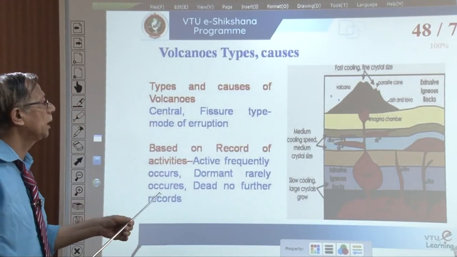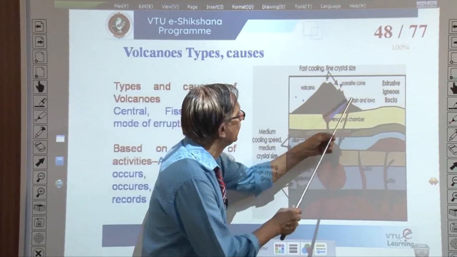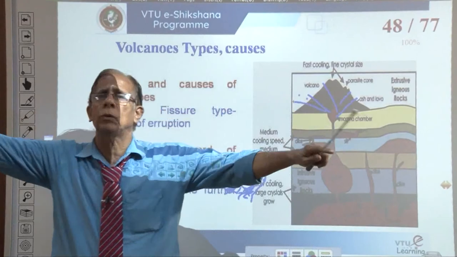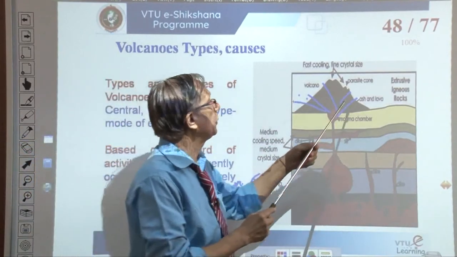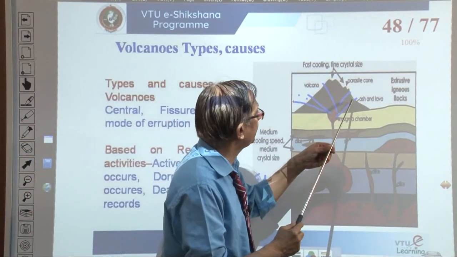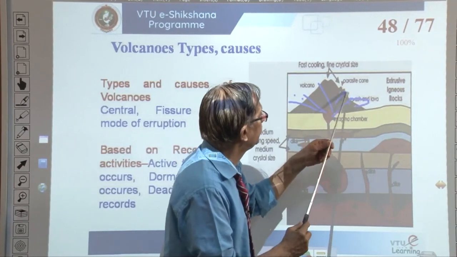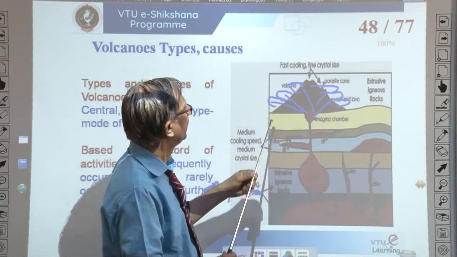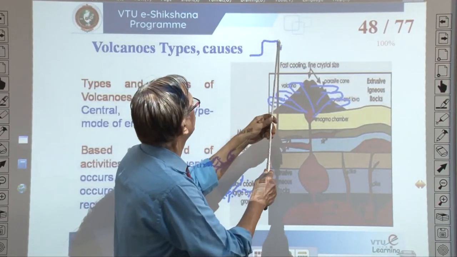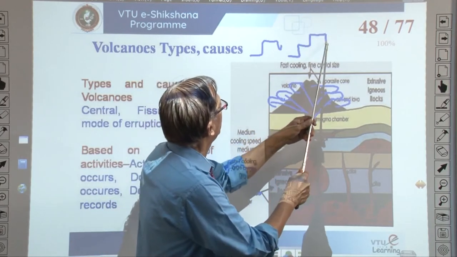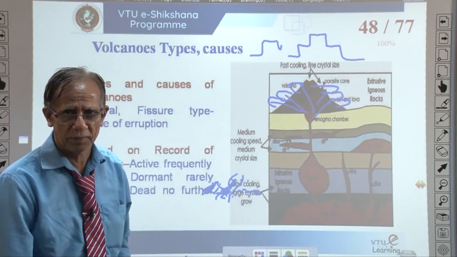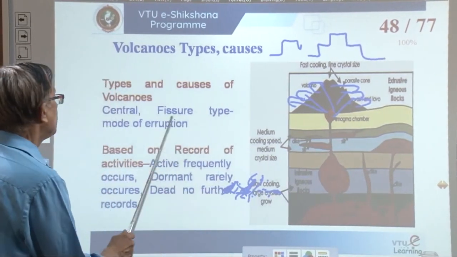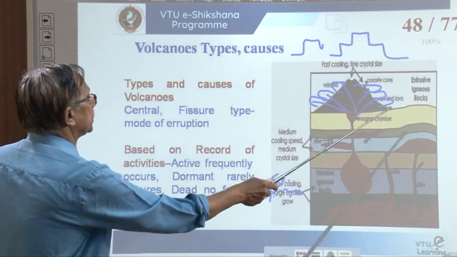On the other hand, in the fissure type, on reaching a certain depth, the magma comes through a different path, and therefore pressure is released through several fractures. Therefore, damage is less. Once it reaches the surface, it flows and builds here, here, and here. Therefore, a kind of plateau-like surface is built by this kind of volcano. This is fissure, several fractures, fissures.